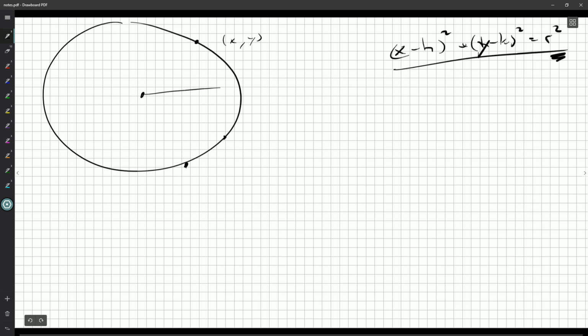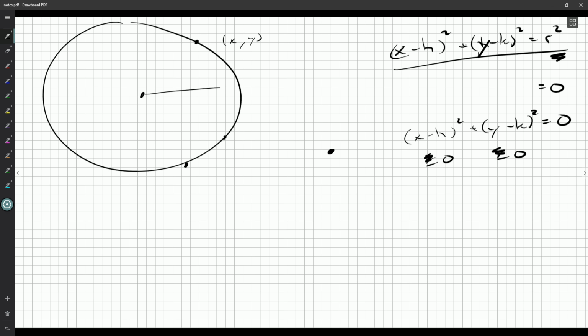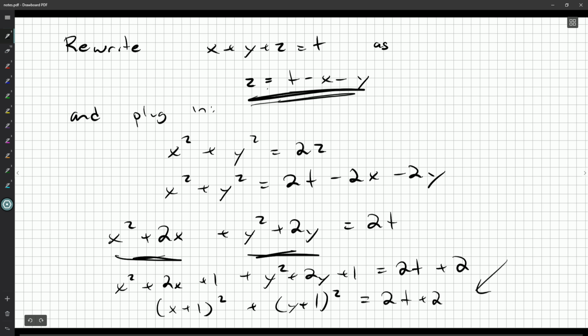But there is a special case called a degenerate circle, where the radius is 0. And then you really just have 1 point. Okay? The reason this works is if you have 2 squares add up to 0, squares are always bigger than or equal to 0. So in order for them to actually add up to 0, they have to both be equal to 0, and that gives you a unique solution. x is h, y is k. For our purposes, x would end up being -1 and y would be -1.